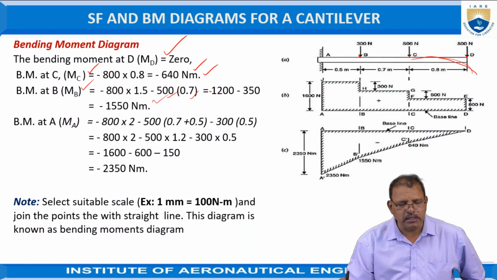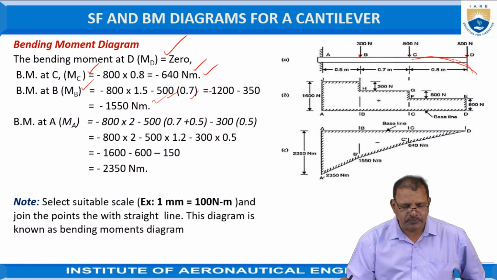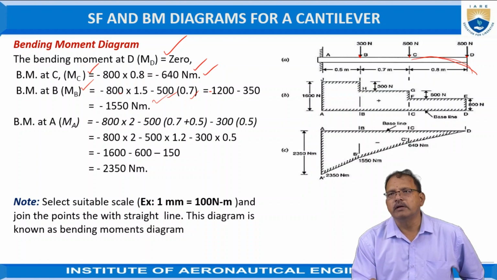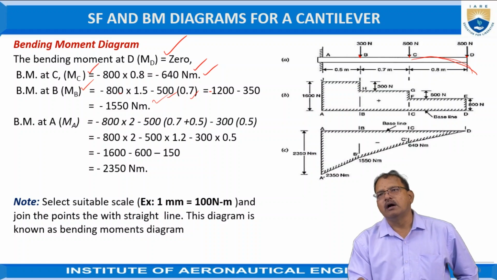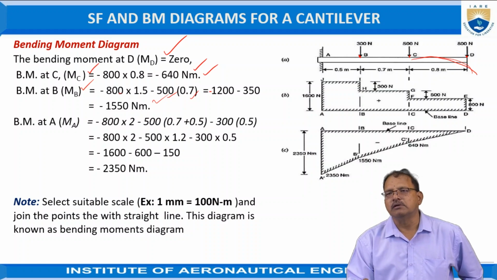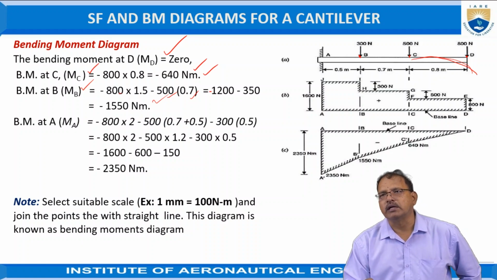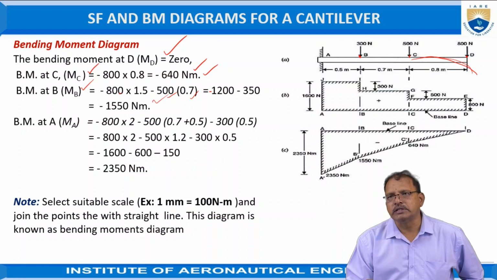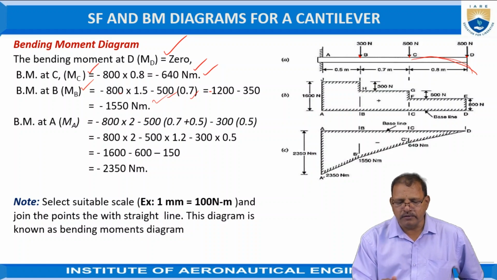Similarly, the bending moment at A, MA, is equal to the moment created by the 800 force, the moment created by the 500 force, and also the moment created by the 300 force, all acting in the same direction. Hence, we have to take the algebraic sum. And the effect is convexity at the top, or a hogging effect. Hence, the bending moment is treated as negative. That is it for the first one.